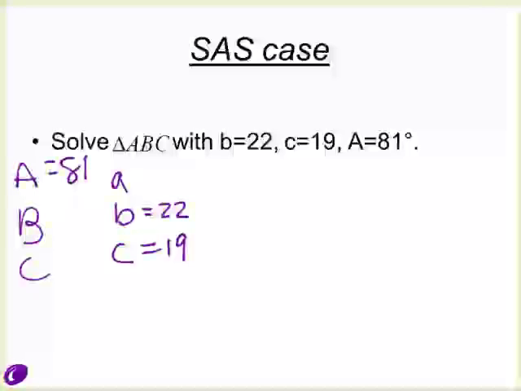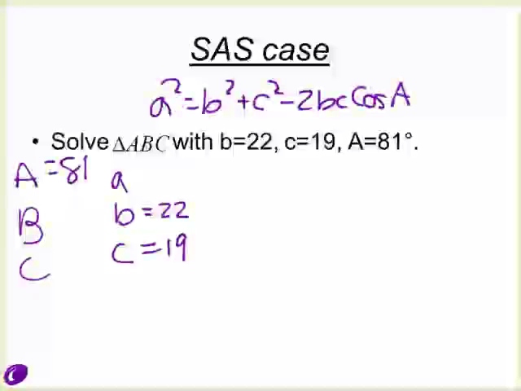The law of cosines is always the last resort, so always check for those other two things first. Do I have two angles, or do I have one letter? If not, then we need our law of cosines. So that's the first one that's printed on your list of law of cosines. So we plug in what we have.